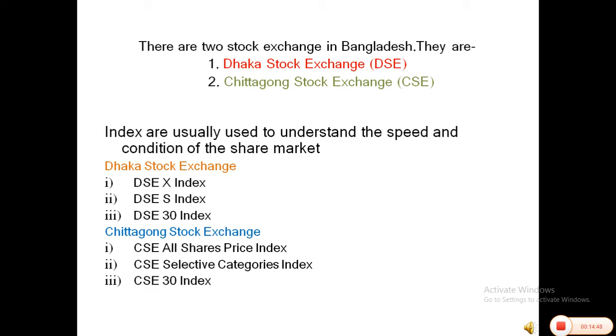The number of listed securities in DSE is 527 on October 24, 2020.